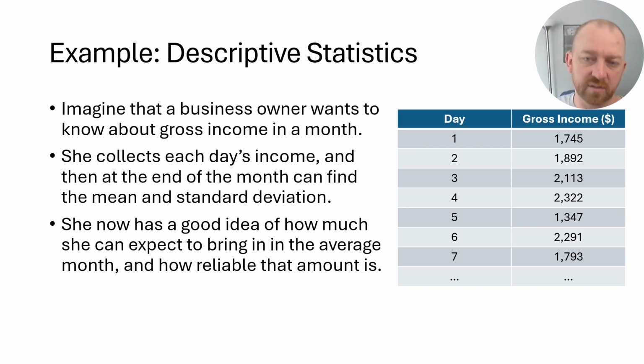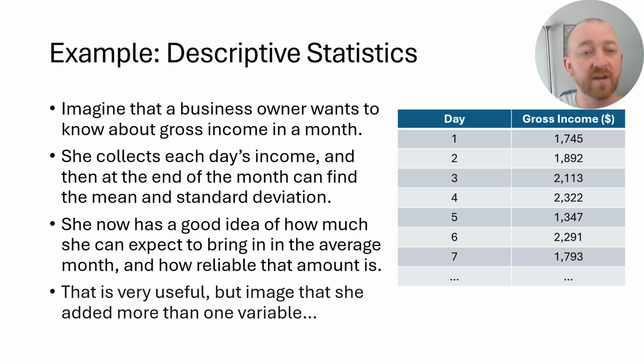So she can now start to plan for things. For example, let's say that she has some kind of budget that she needs to meet. She needs to have a certain amount of income. She can see how likely it is that she's going to reach those goals, given her average and her standard deviation. That's all very wonderful, useful. She can also compare her own store using z-scores to somebody else's store, as long as she has that kind of information. So descriptive statistics can be very useful.